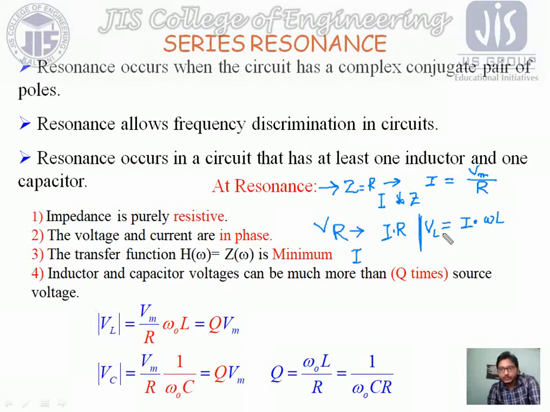So we can write VL is equal to Vm divided by R into omega L. Omega means omega 0, the resonance frequency, since we are considering the resonance condition. That's why we have considered Z is equal to R. So the voltage across the inductor, VL, is nothing but the applied voltage Vm multiplied by this term.